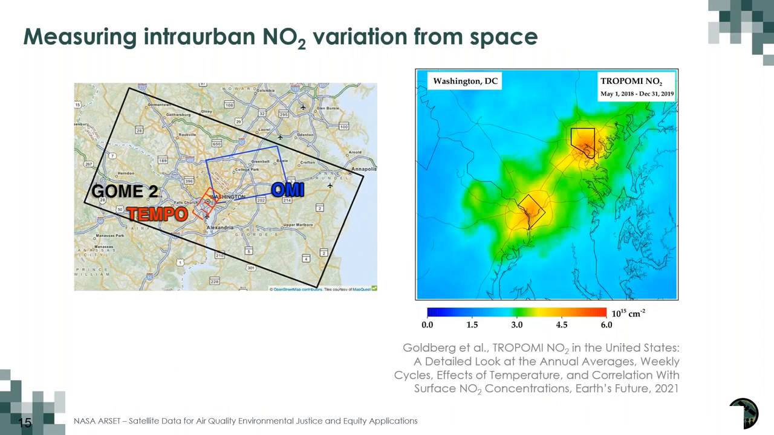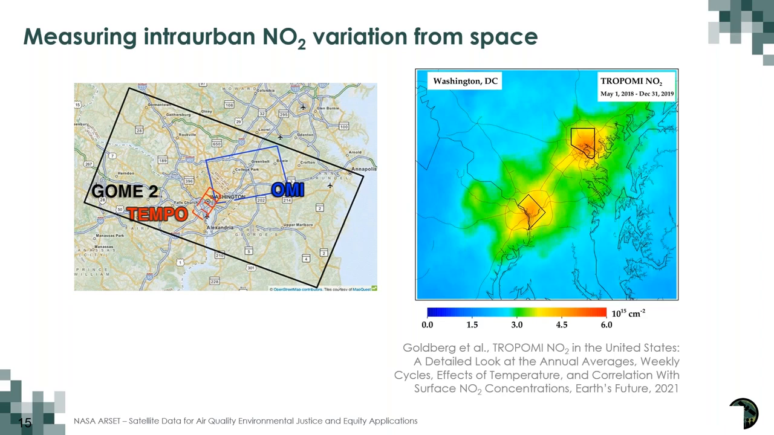So let's just zoom in a little bit on the spatial resolutions that we can get here. GOME-2 was a legacy satellite, an old satellite, which had quite a large spatial resolution. And the entire city of Washington, DC was captured in one pixel from GOME-2. OMI is a satellite instrument that was measuring nitrogen dioxide launched by NASA. It had about a 20-year lifetime. And you can see that it had a much higher spatial resolution than GOME-2.